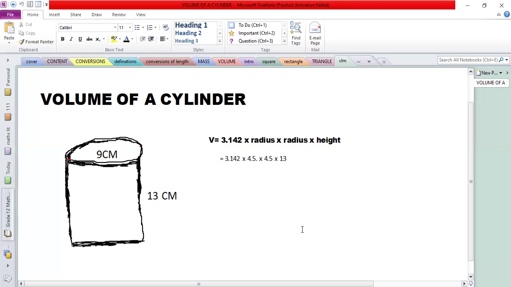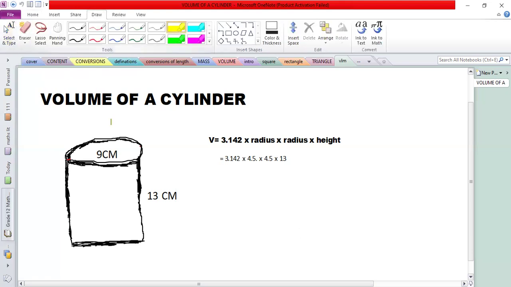So it's 3,142 times radius times height. It's 3,142 times 4,5. Why do we say 4,5? Because our diameter there is 9 centimeters. I'm trying to highlight the diameter so that everyone can see it. If you cannot see well, adjust the screen.